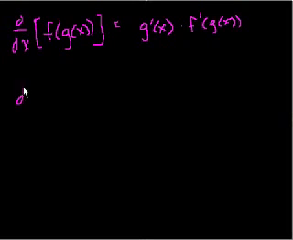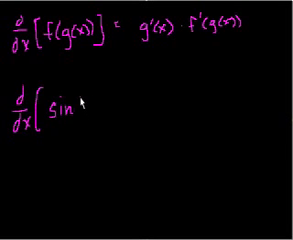If I said, what is the derivative of, let's say, sine of x squared? Well, in this situation, f of x is sine of x, and g of x is x squared, and sine of x squared is essentially f of g of x. And this is just a review of the chain rule.